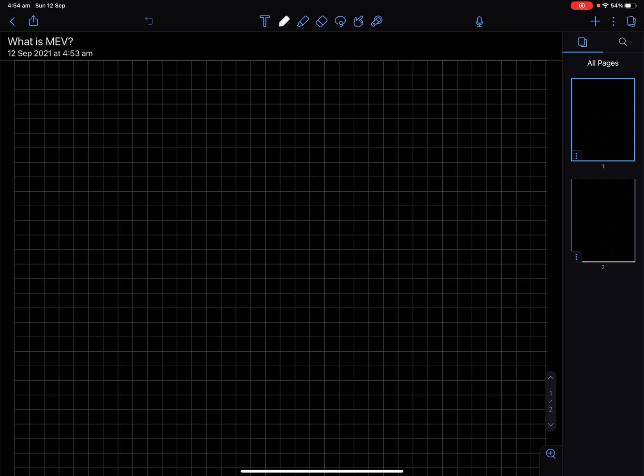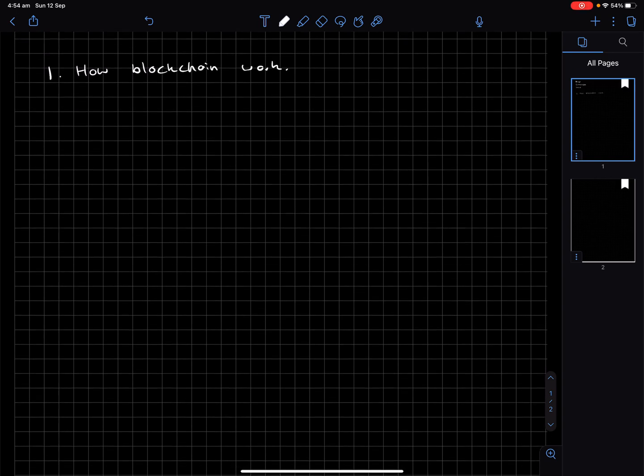So today what I want to cover is miner extractable value, aka MEV. It's one of those things you hear about literally all the time, but you're like, what is this thing about? Before we talk about what MEV is, we first need to understand how a blockchain fundamentally works. So let's get into it.